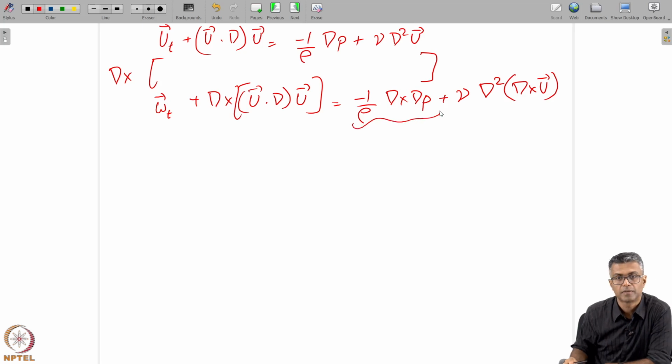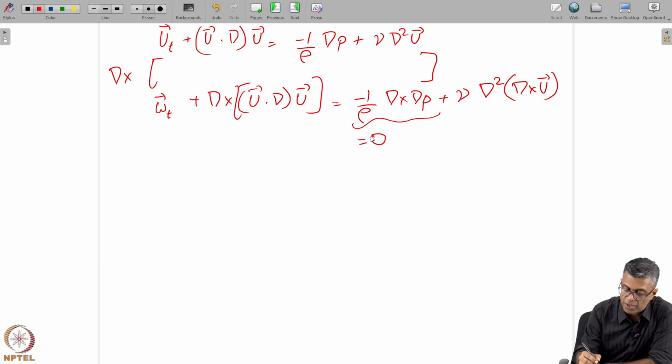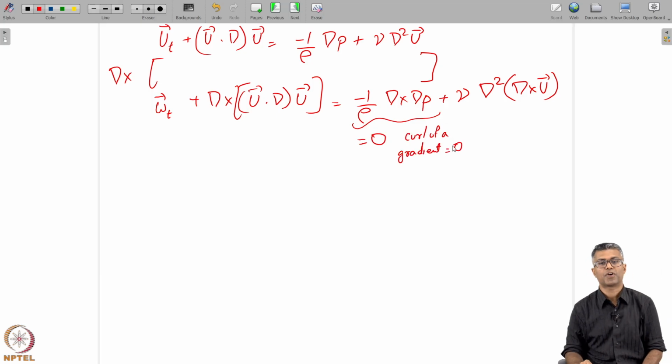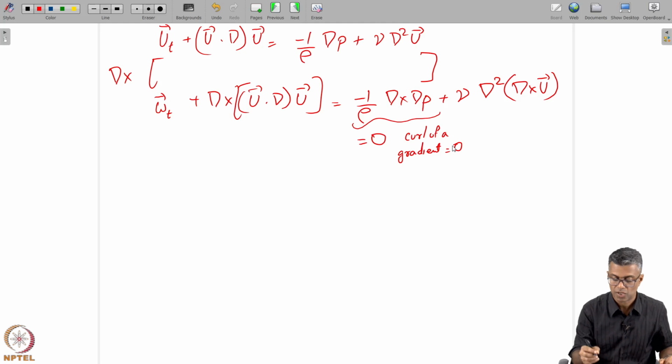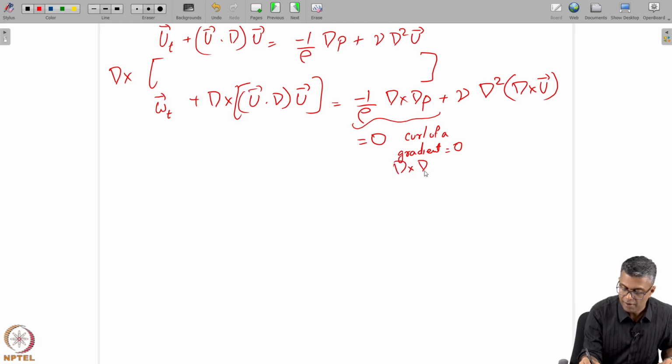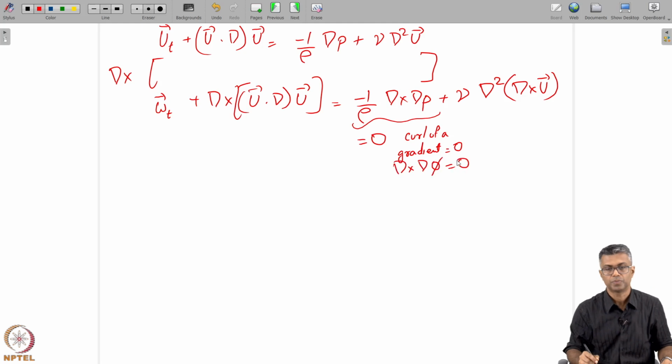This term here, what will happen to this term? It is going to go to 0. Why? Because curl of a gradient is 0. Curl of a gradient is 0. Del cross del any scalar, del cross del any scalar is 0. Essentially, del cross del phi is equal to 0.